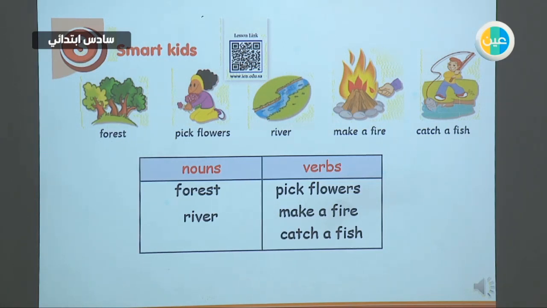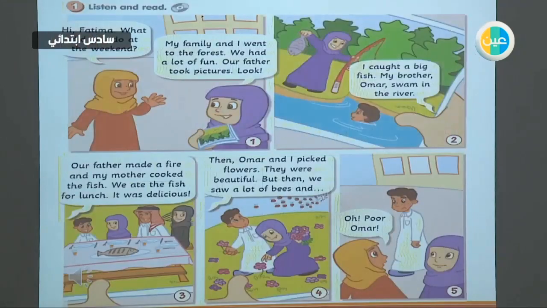Okay, thank you. So, forest, pick flowers, river, make a fire, catch a fish, and now you know what are the nouns and what are the verbs. Okay, let's move.